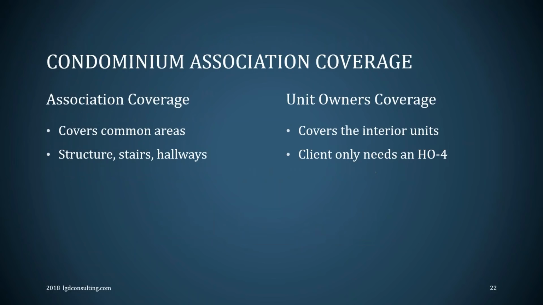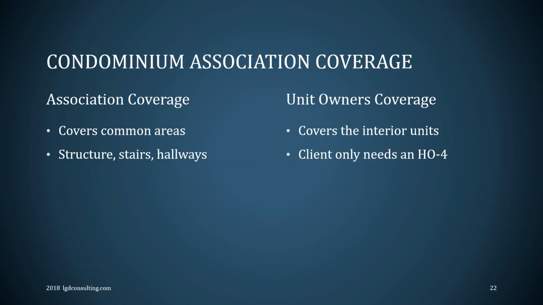Okay. All right. Condominium association. Now, there's actually two types of coverage. We do have the association coverage, and think of that as covering the exterior grounds: the structures, the stairways, the hallways, common areas, maybe the clubhouse and the pool. That's what that one's going to cover. And then we have unit owners coverage, which actually covers the interior units. That means if your condo association had both of these coverages, you just need a renter's policy, which is an HO4, because the association covers the outside grounds and your kitchen cabinets and bathtub. So an HO4 would be fine for you.